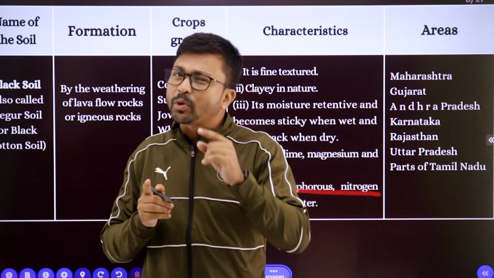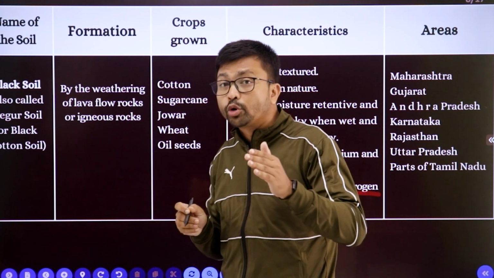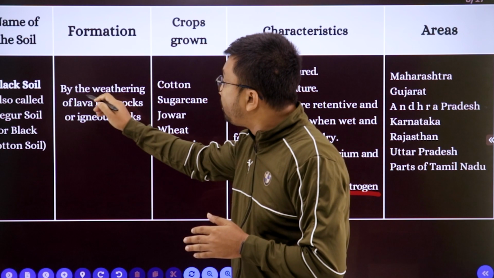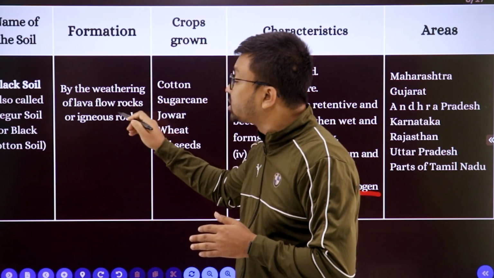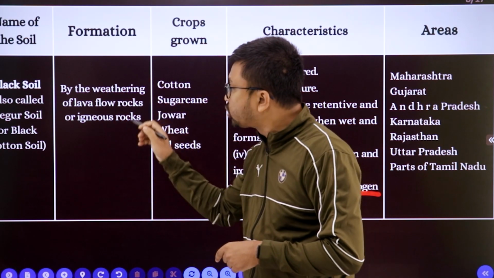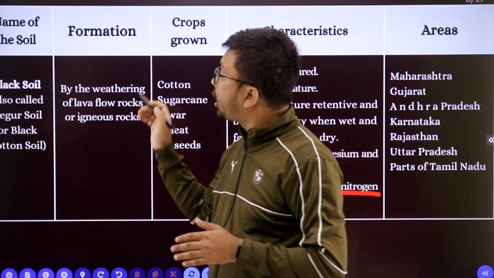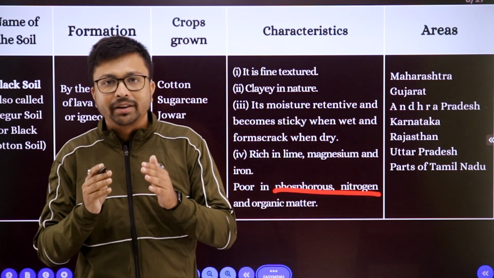Here the formation process is very important, you need to use the proper term. What is that? By the weathering of lava flow rocks, you can mention here basalt also, or igneous rocks. That is the formation process of black soil.